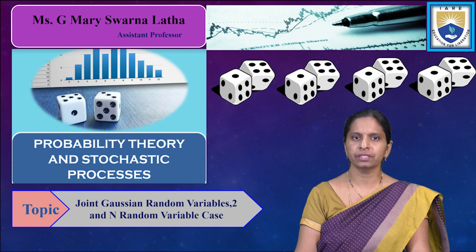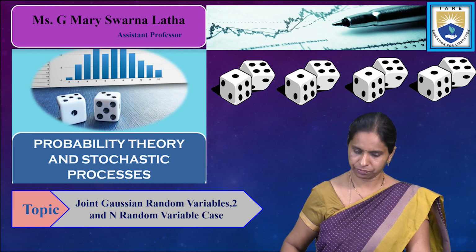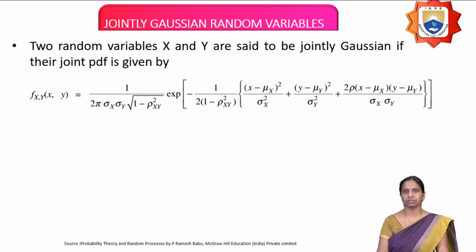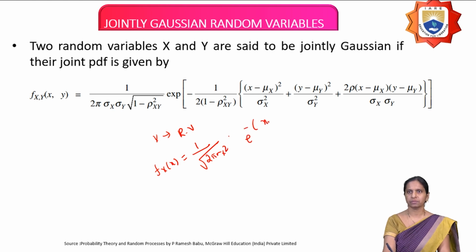In today's lecture, we are going to discuss jointly Gaussian random variables in the case of two random variables and n random variables. Already in the previous lecture, we have seen the density function of a Gaussian random variable x. A random variable is said to be Gaussian when the density function of x is given by fX(x) = 1 by square root of 2 pi sigma x square into e power minus (x minus x bar) whole square by 2 sigma x square.